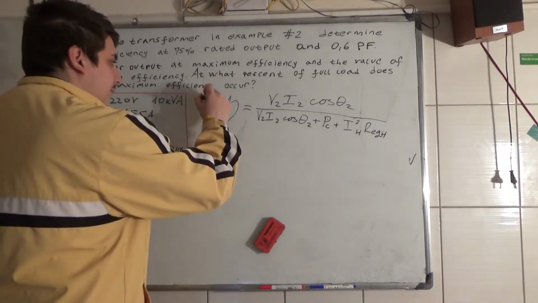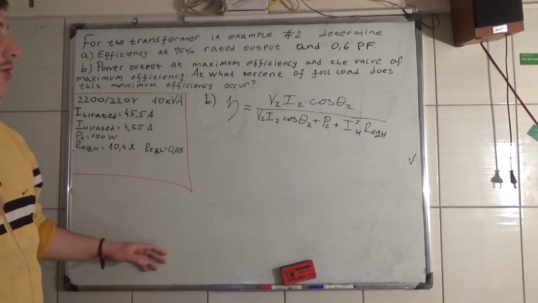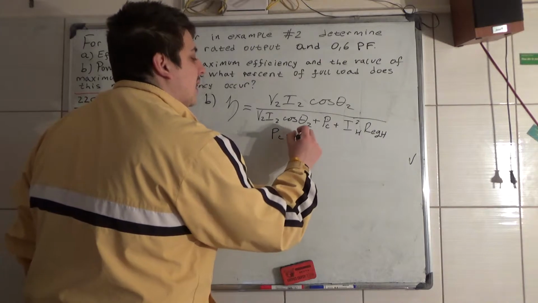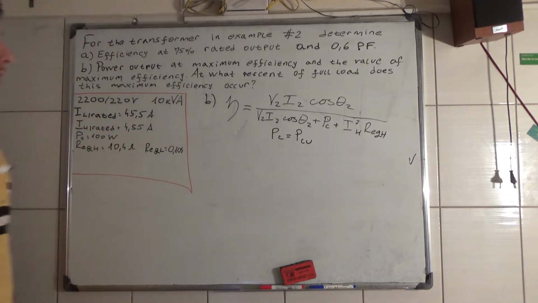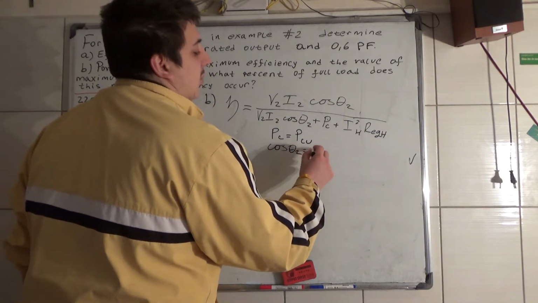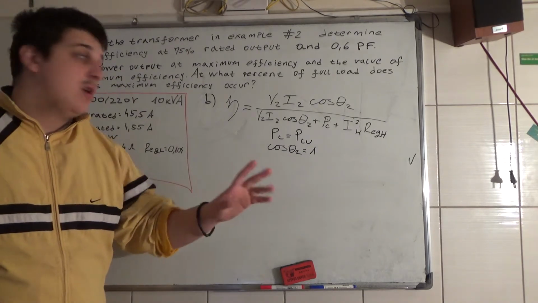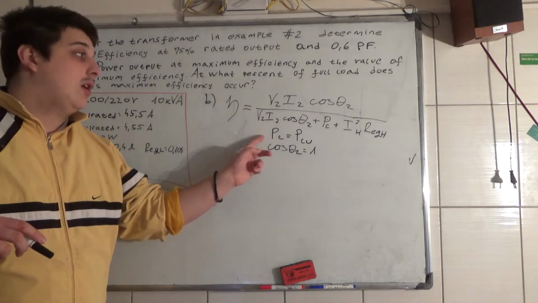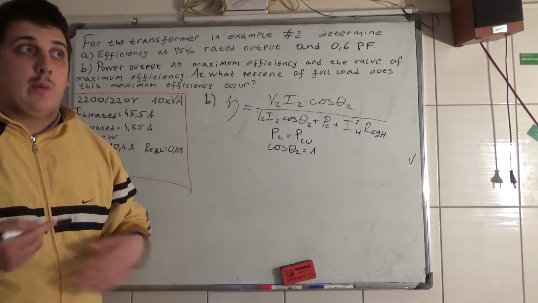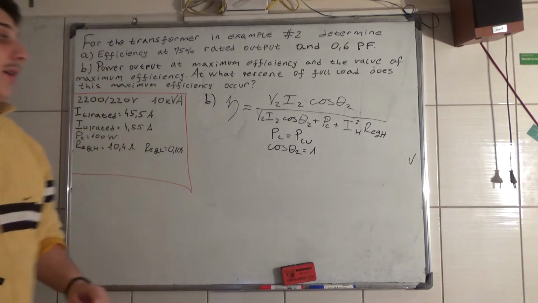If you watched my previous video, then you know that the maximum efficiency occurs when the core loss is equal to the copper loss, and if the cosine of theta 2 is equal to 1. So the maximum efficiency of any transformer occurs when we have the core loss the same as the copper loss, and the cosine theta 2 equal to 1. So when the power is active, there is no reactive power at all on the output.